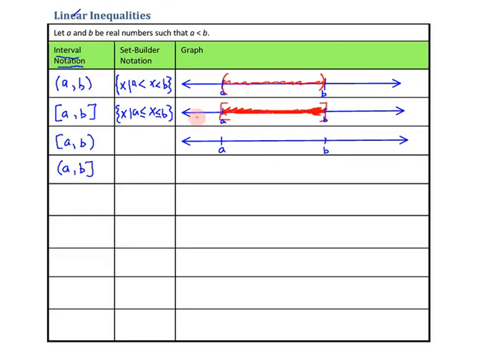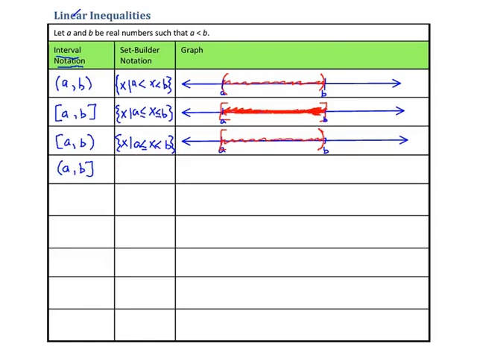So we have a bracket here, and it does not include B. So it's all the numbers in between there, including A, but not B. And if we were to write that as a set, or in set builder notation, it's the set of all x such that A is less than or equal to x less than B.